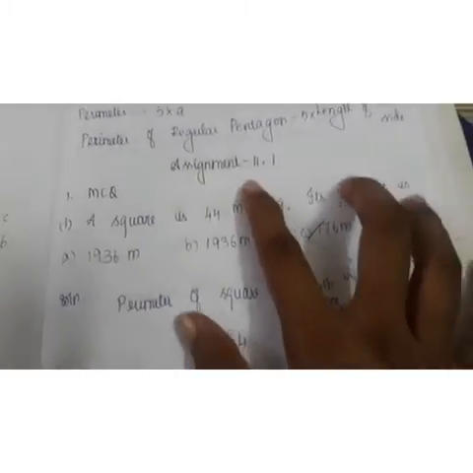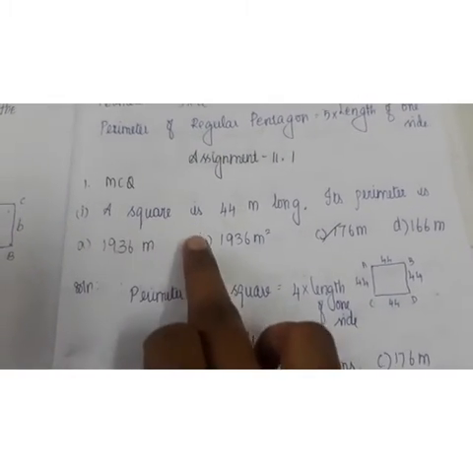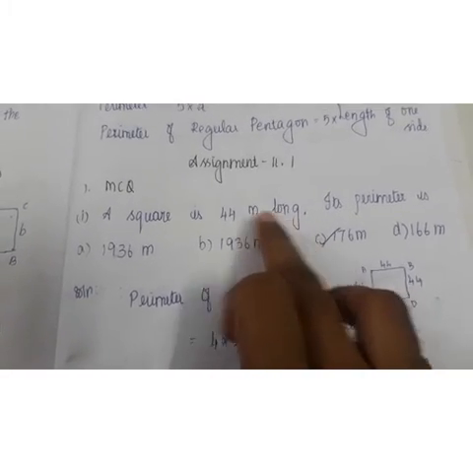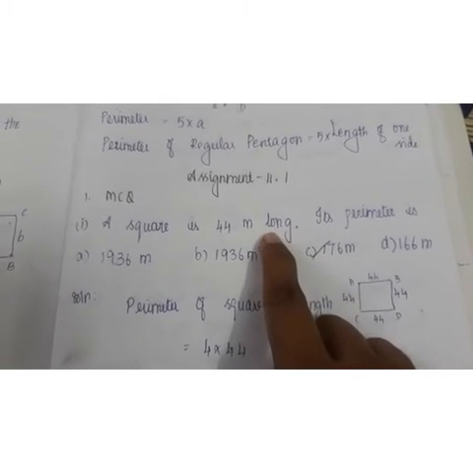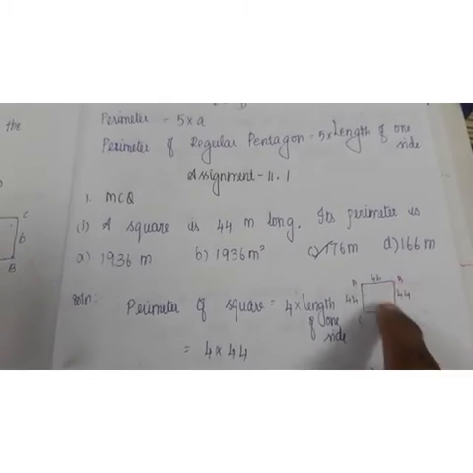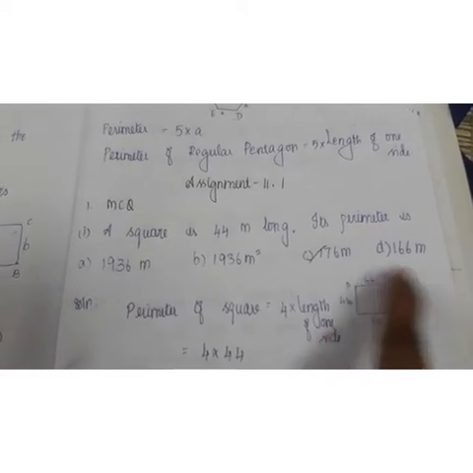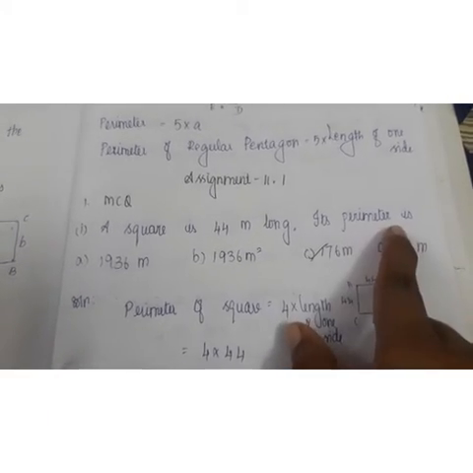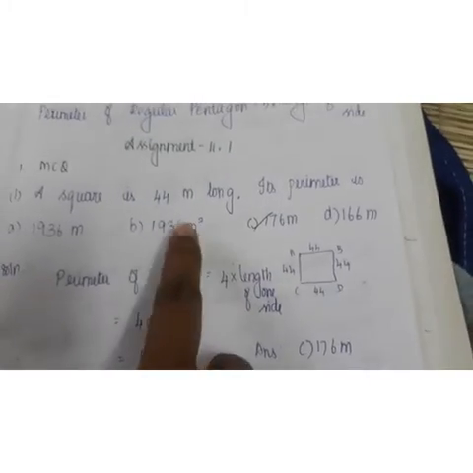Now we'll start with assignment 11.1, first question, first part. A square is 44 meter long. On a square shape, 44 meter length is given, which means all the sides are 44 only, because in a square all sides are equal. So 44, 44, 44. Its perimeter, we know the perimeter of the square we have studied is 4 multiplied by A, right? So here A is given as 44.